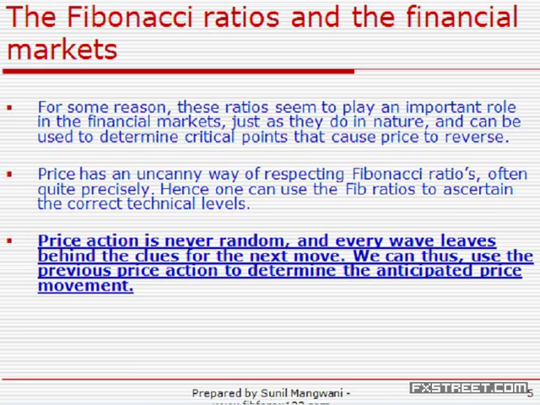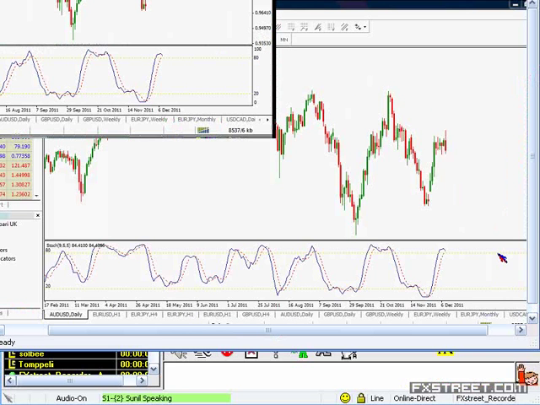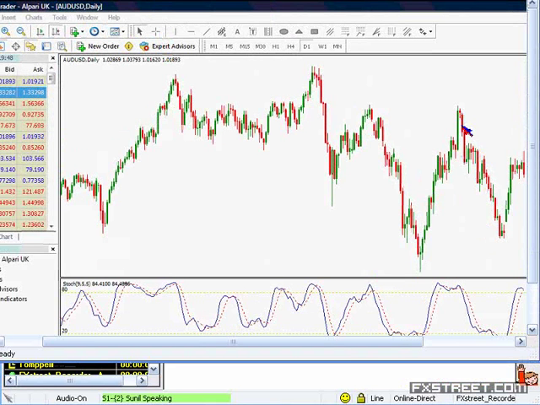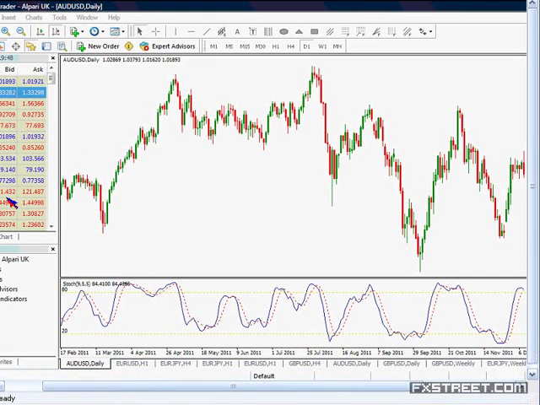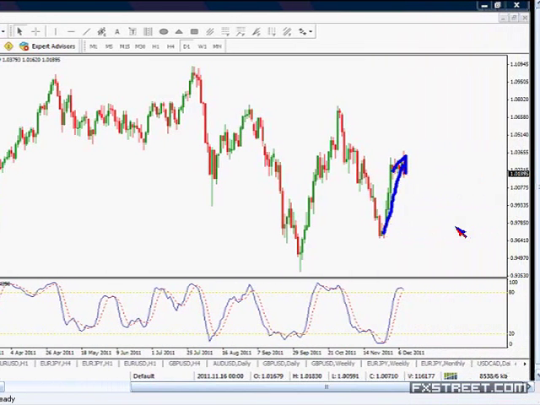When I say every wave leaves behind clues, what do we do in Fibonacci ratios? The simple ratio of your retracement. What is a retracement? Right? Let's assume that this is the down movement, or let's take the latest price movement. Right? This is what it is.